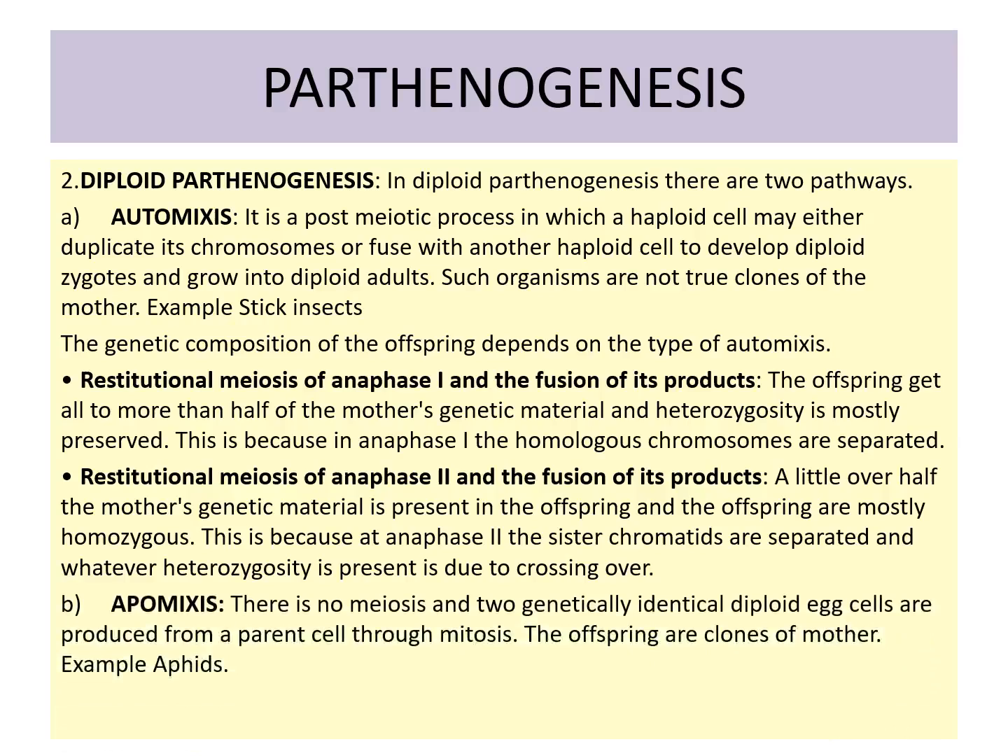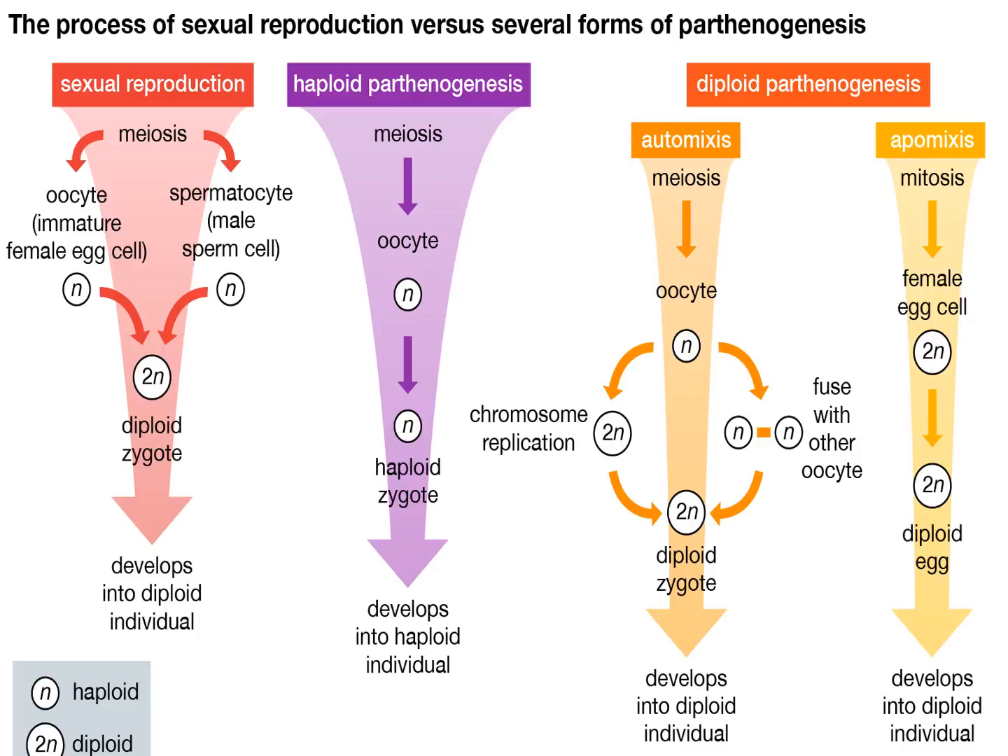There is no meiosis and two genetically identical diploid egg cells are produced from a parent cell through mitosis. The offsprings are cloned. They are the clone of the mother, for example, aphids. Now see, the process of sexual reproduction versus several forms of parthenogenesis.